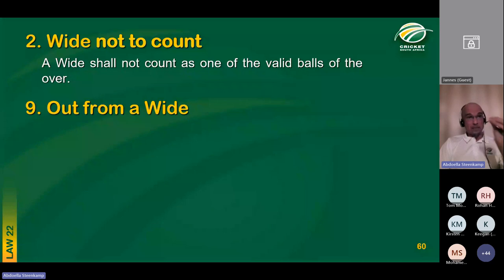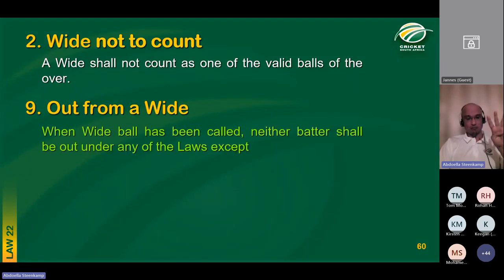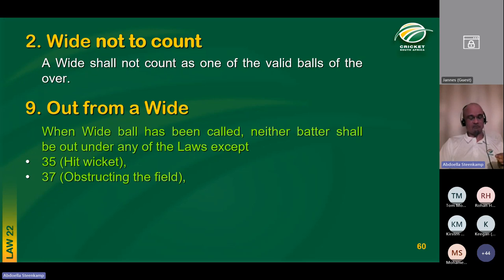How can you be dismissed of a wide? There are four methods to be dismissed of a wide. Firstly, hit wicket. Secondly, obstructing the field. Thirdly, run out. And lastly, stumped. Four methods to be dismissed of a wide.